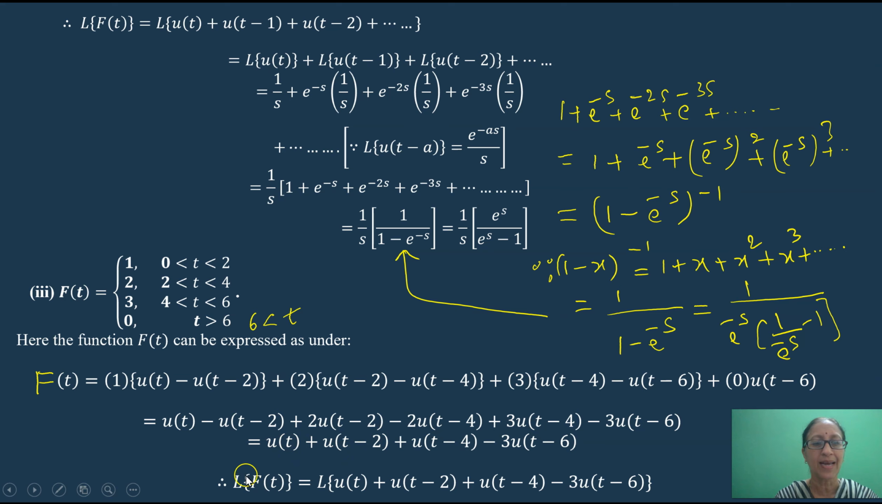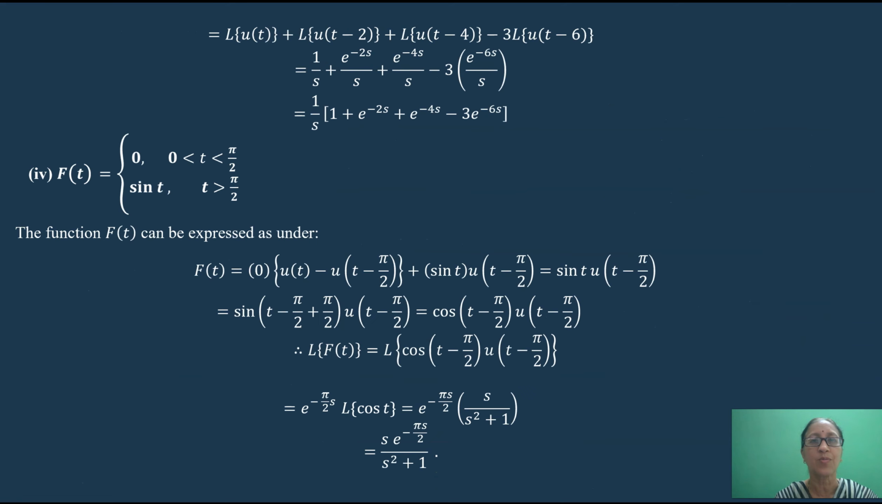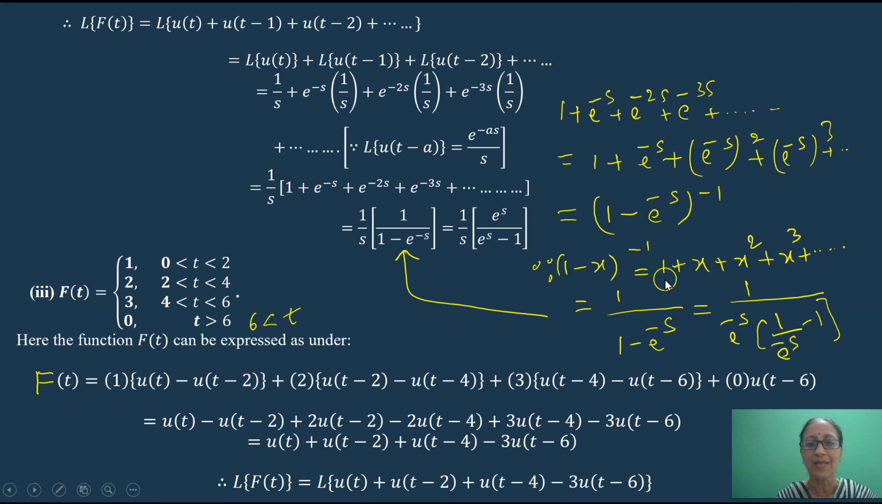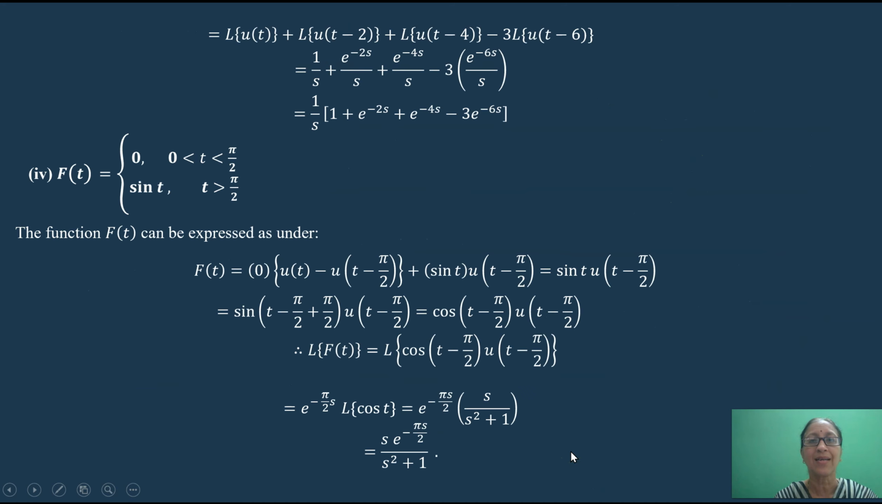Now let us apply Laplace transform on both sides. Then we get Laplace transform of f of t equal to Laplace transform of u of t plus Laplace transform of u of t minus 2 plus Laplace transform of u of t minus 4 minus 3 into Laplace transform of u of t minus 6, because this last term is negative. That's why here we got minus 3 into Laplace transform of u of t minus 6.